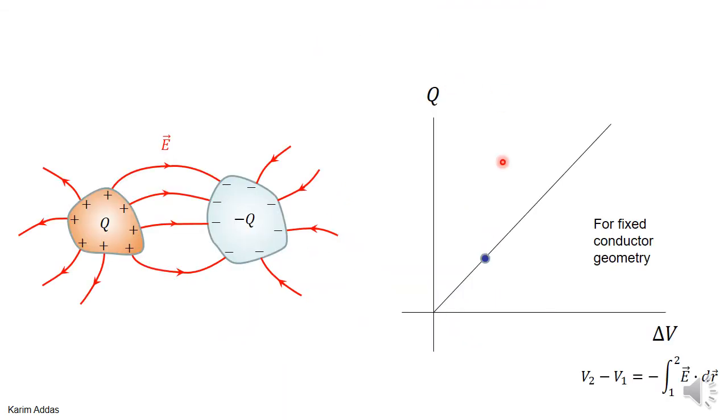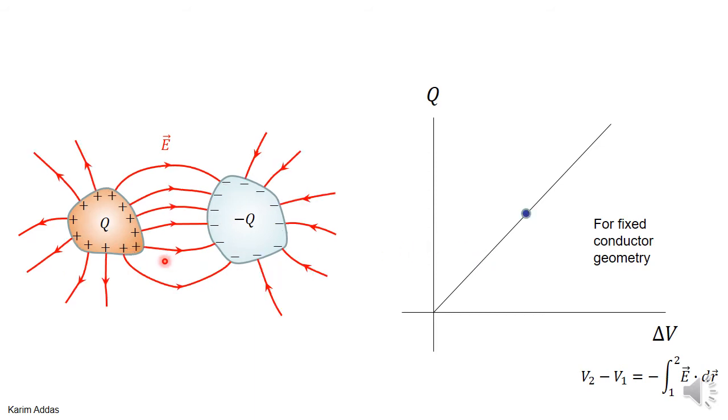So let's say you make an experiment and you put an amount of charge Q on this conductor and an amount of charge minus Q on this conductor, and let's say the value of Q is plotted here on this axis. So let's say you put an amount of charge Q on the conductor, and you measure the potential difference for this particular charge. You're going to get one point. What happens if you increase the charge?